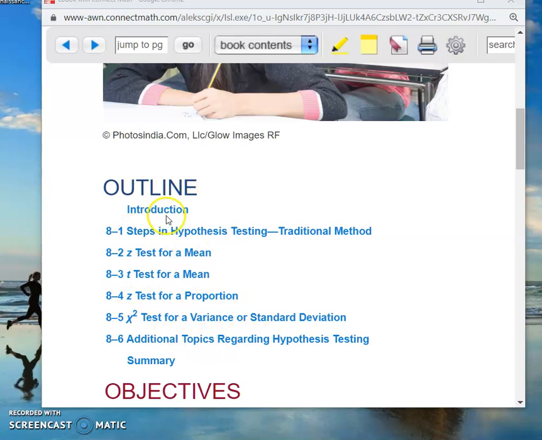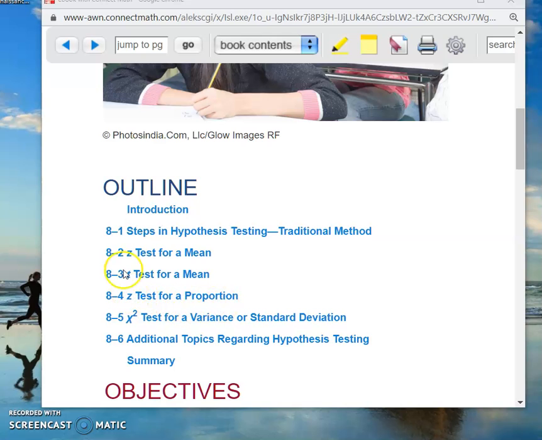Let me just give you the overview. 8.2 was the z-test for a mean. 8.3 was the t-test for the mean. And I hope you remember that the difference is whether you know the population standard deviation or not. Now we're going to talk about the z-test for a proportion.